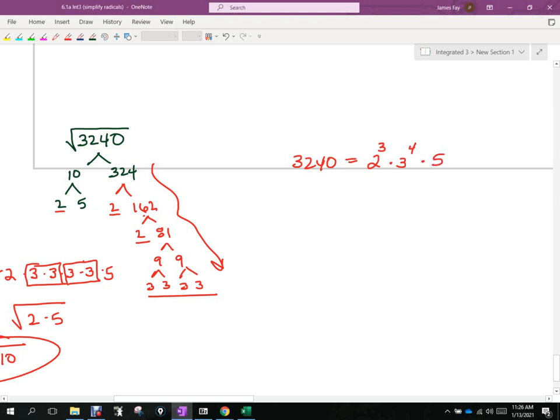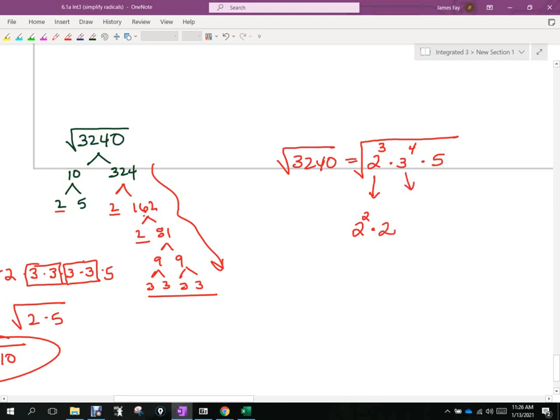Now what I would suggest doing is rewriting this. So basically what I want to do right now is I want to say, if I want to take the square root of 3240, right here, that's the same thing as taking the square root of that product, right? Does that make sense? Let's do this. It's 2 to the 3rd. Okay, that means 2 times 2 times 2, right? Well, is that equivalent to saying 2 squared times 2? Is that okay?